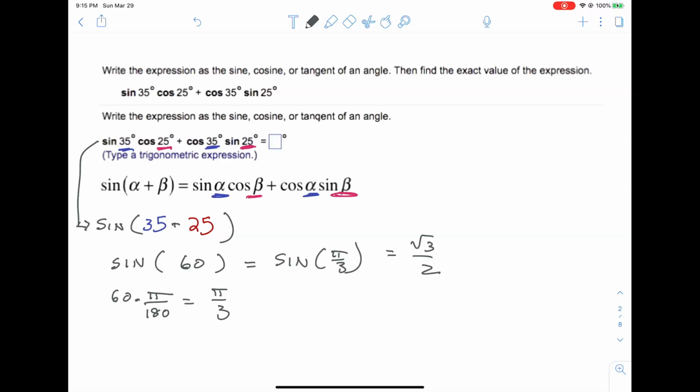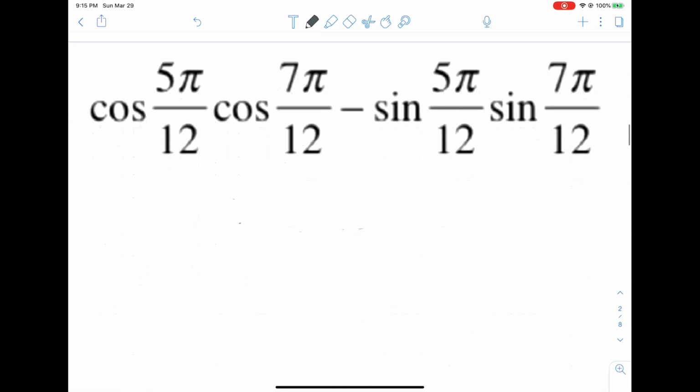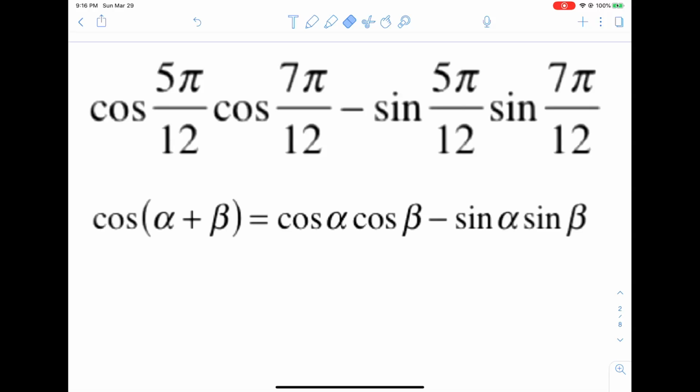Let's try another one. Okay, now which identity do you think we're going to use for this one? One that goes cosine, cosine, minus sine, sine. Why don't you pause the video and see which identity we're going to use to do this one. Okay, here we go. Let's see if you chose the right one. Right, that's the one. It goes cosine, cosine, minus sine, sine.